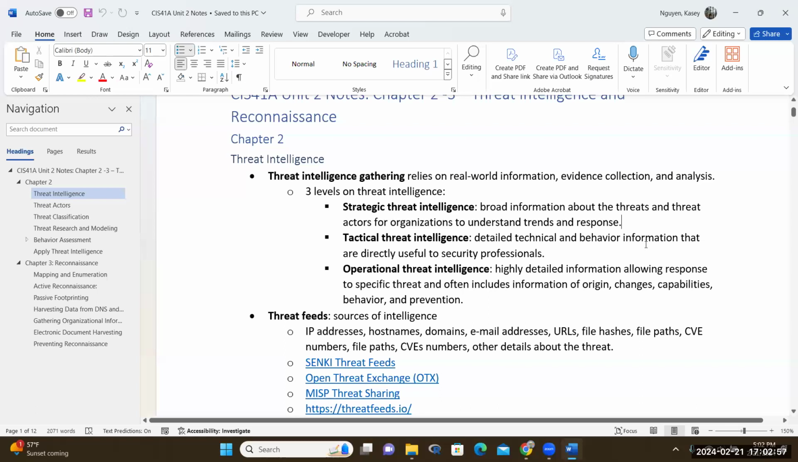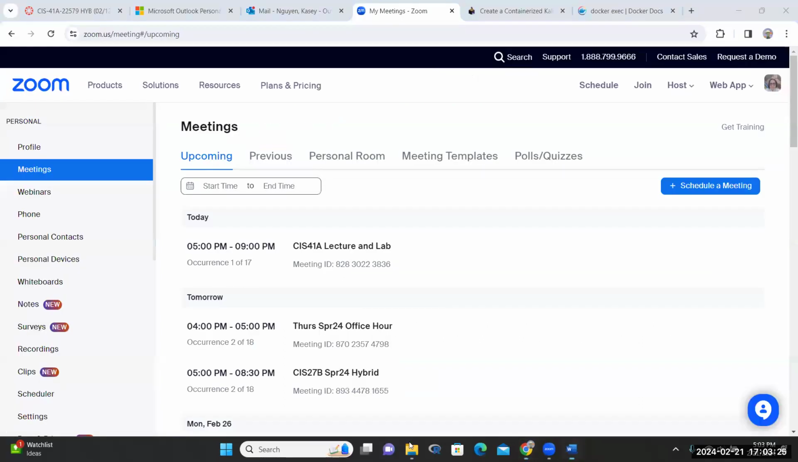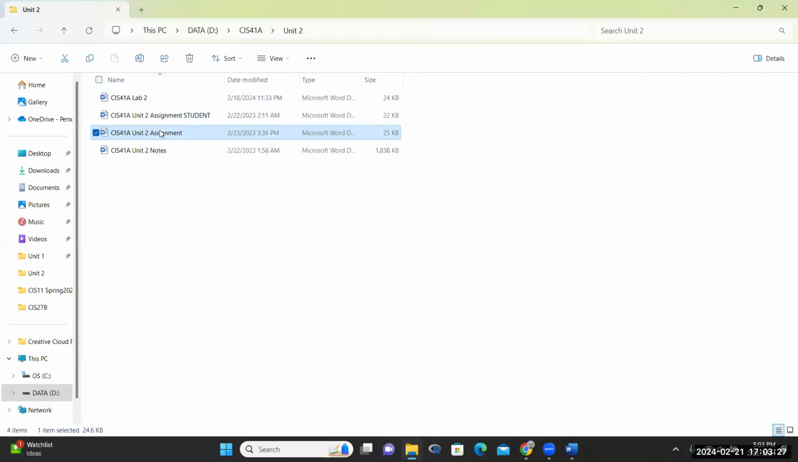The second part is going to be your tactical threat intelligence. This is more on the technical and behavior of your system and people. So we want to be able to understand the technical behavior of the information. And then the third part is going to be operational, which is going to be detailed information that would allow threat response. So to answer the question, sorry, let me pull up the assignment.